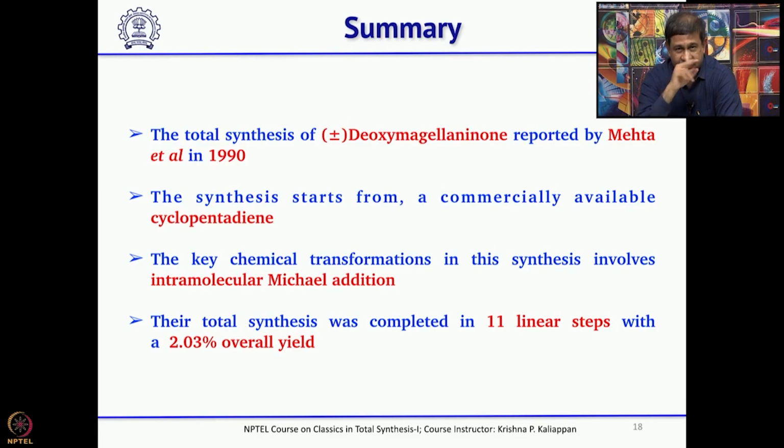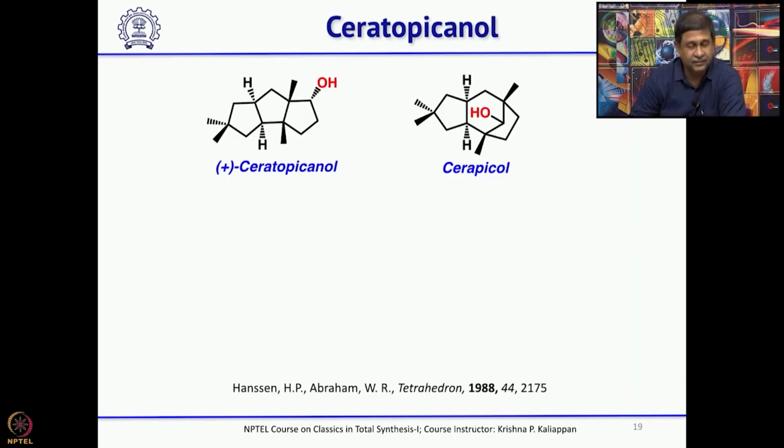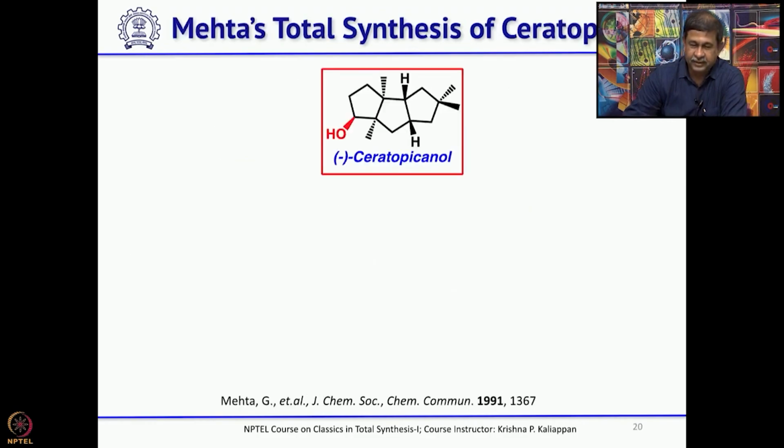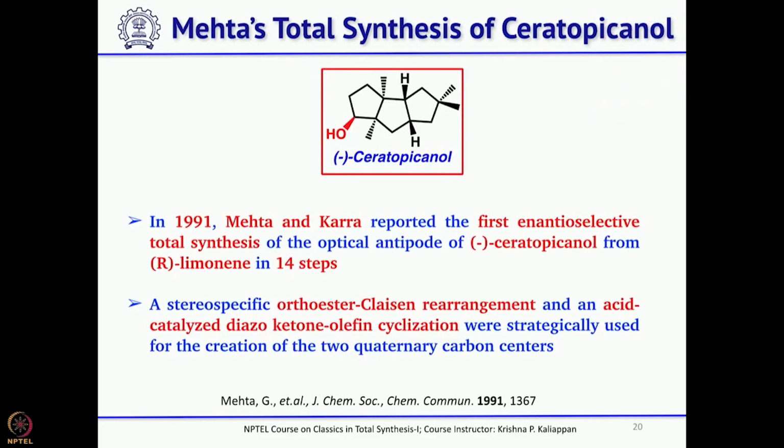The third synthesis, which is about total synthesis of another triquinane, is a chiral approach where he started with a chiral starting material called limonene, and the natural product which he synthesized is ceratopichinol. Okay, this was isolated in 1988 and it has 5 contiguous stereocenters as usual for a typical triquinane framework. So, it has cis anti cis configuration, and for him the key step is, as I said, not like the earlier 2 syntheses where he has used thermal metathesis.